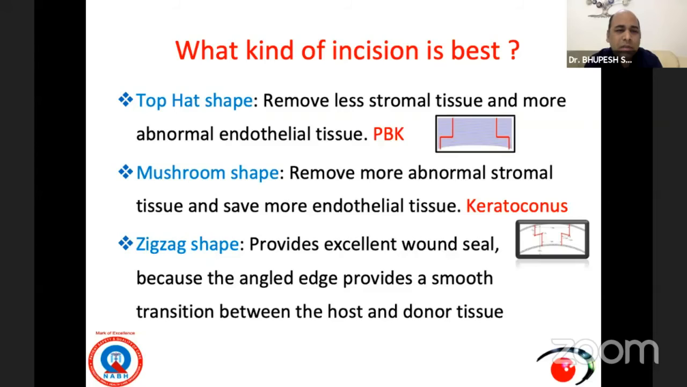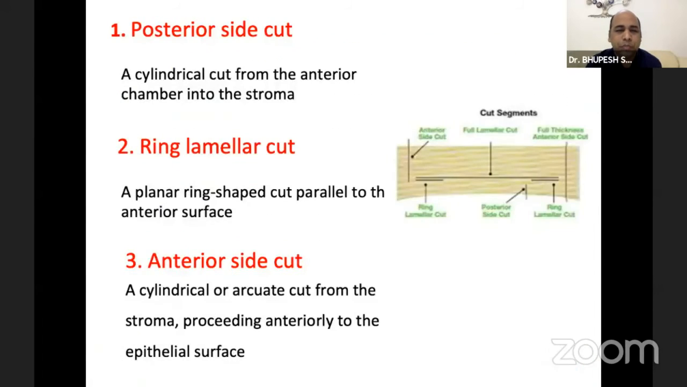For example, top hat shape configuration removes lesser of the stromal tissue and more abnormal endothelial tissue. So it would be good to do in cases of pseudophakic bullous keratopathy. In cases of keratoconus, where the corneal stroma is a problem, mushroom shape works well because it removes abnormal stromal tissue and saves more endothelial tissue. Whereas zigzag shape provides excellent wound seal because the angled edge provides a smooth transition between the host and donor tissue. So how does femtosecond laser cut the cornea?